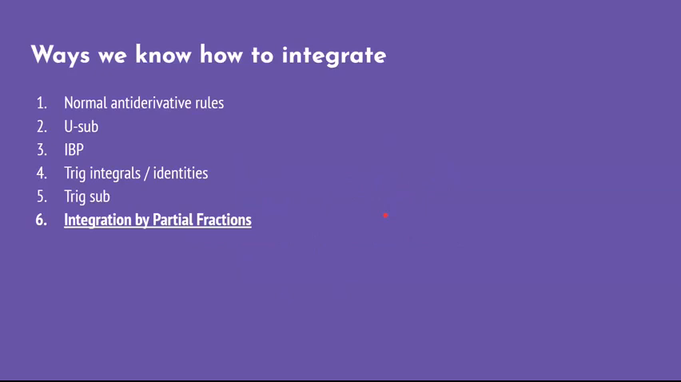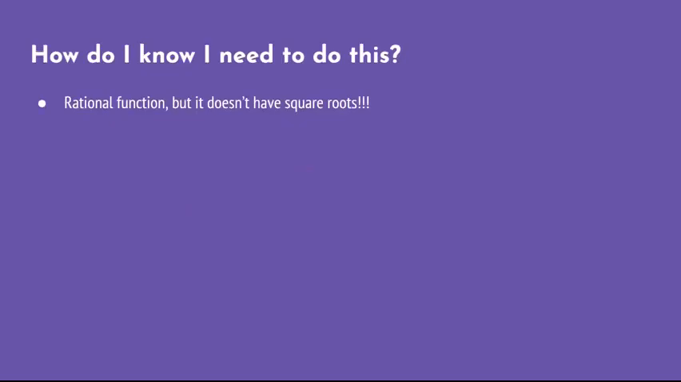So, what ways do we know how to integrate so far? 1 through 5, we've already looked at quite a lot by now, and if you don't remember any of these, watch the previous videos. But now we have a new way, integration by partial fractions, and luckily this is, in my opinion, easier than number 4 and 5. Definitely number 5.